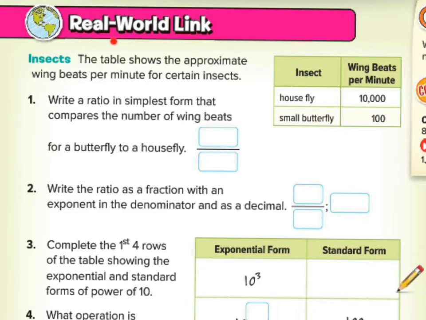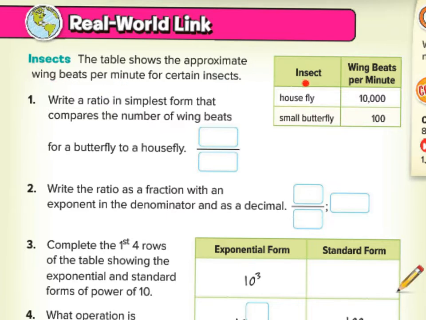Real world link, insects. The table shows the approximate wing beats per minute for certain insects. Okay, so when they say wing beats, they mean how many times the wings will be flapped per minute, right? So here we have a table.